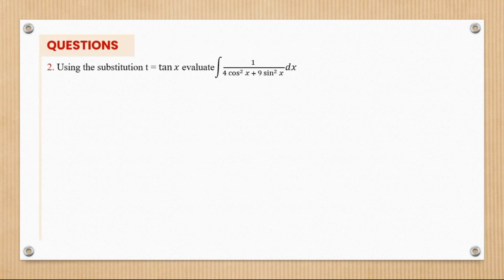Let's look at another question. In this question, we're told that using the substitution t is equal to tan x, evaluate the integral of 1 over 4 cos squared x plus 9 sin squared x dx. So what do we do here?